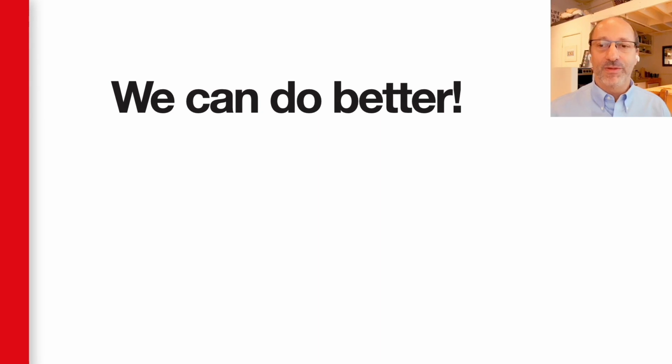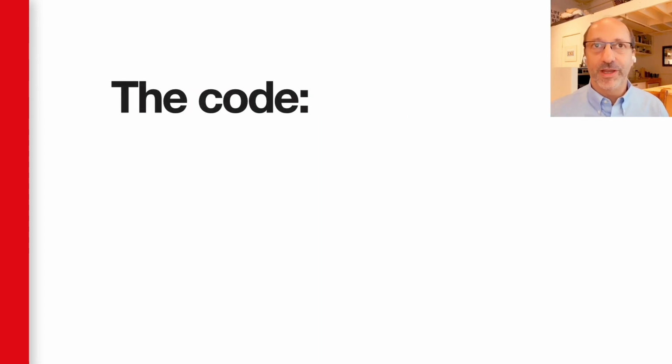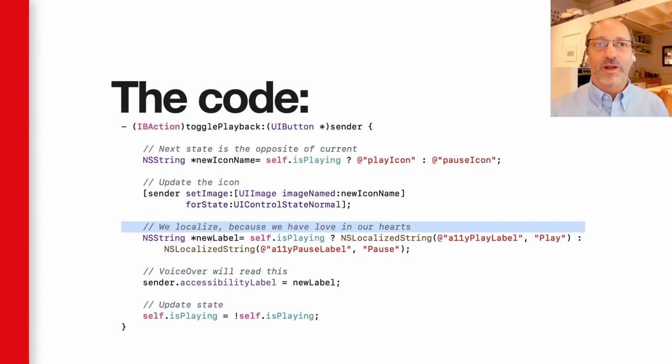I would say that we could probably do a whole lot better than that, and let's see how we can do that. Let's look at some additional code here. So again, what I'm going to highlight here is that, first of all, we're going to work with localizable strings because we have love in our heart for users who speak all different languages. And what you're seeing is that I'm just calculating what would the label be based on the state of the button, the state of the world, and I'm explicitly setting the accessibility label on the button.